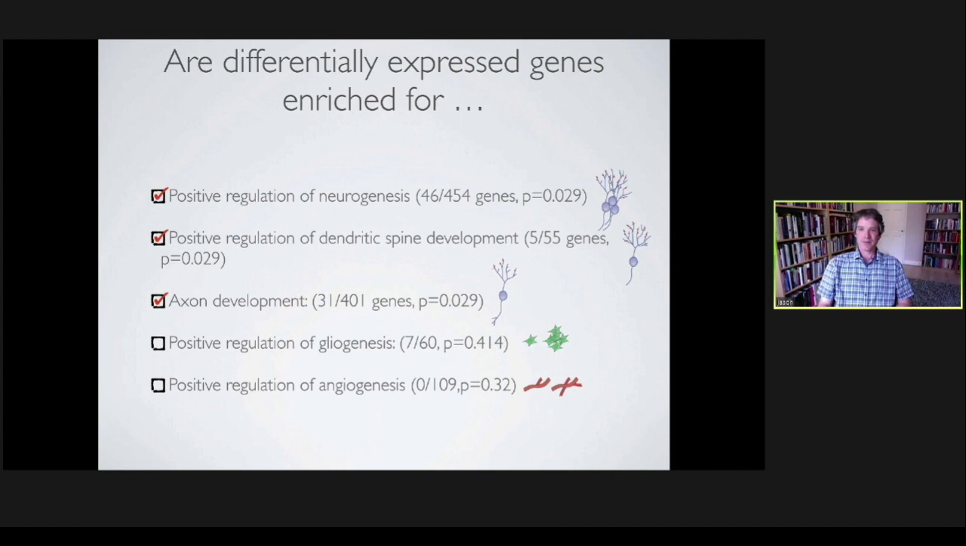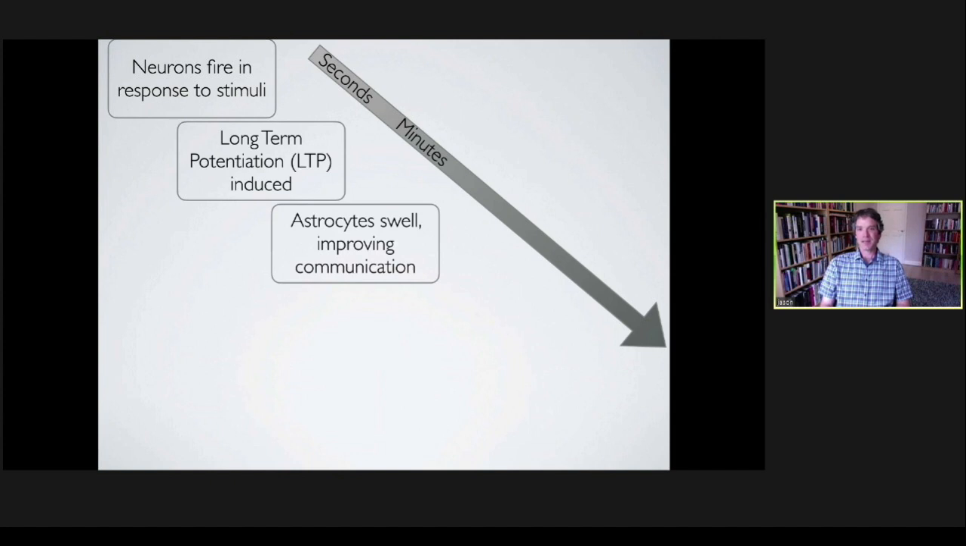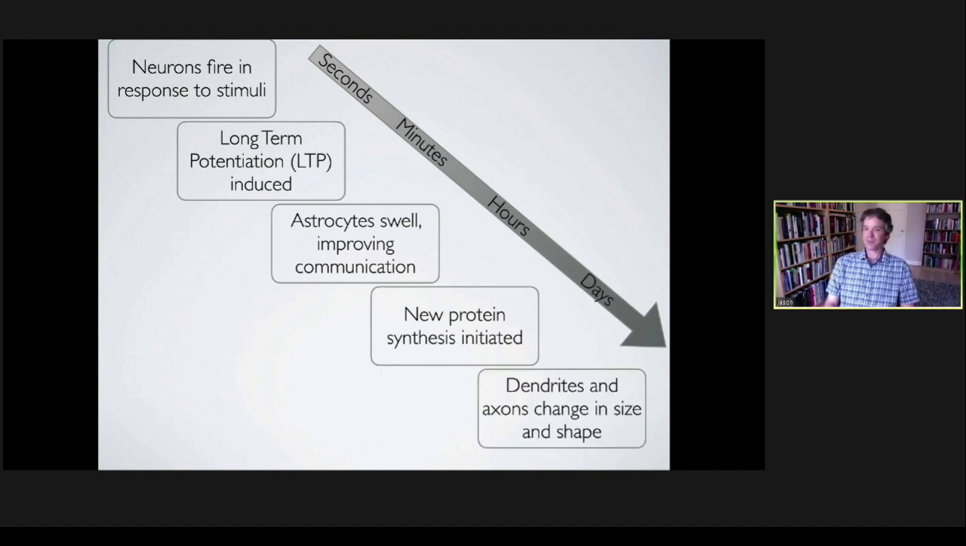We can also take some information from timing. So here in gene expression studies, we're seeing the effects of dendritic spine development and neurogenesis, but they work on quite different timescales. So to take a shorter walk through the timing of brain plasticity, within seconds, after neurons fire in response to stimuli, you have long-term potentiation, which can last for minutes into hours. At that point, astrocytes swell, improving communication between synapses. New protein synthesis is initiated after a few hours, and then in the period of many hours to a few days, you have dendritic and axon changes in size and shape.